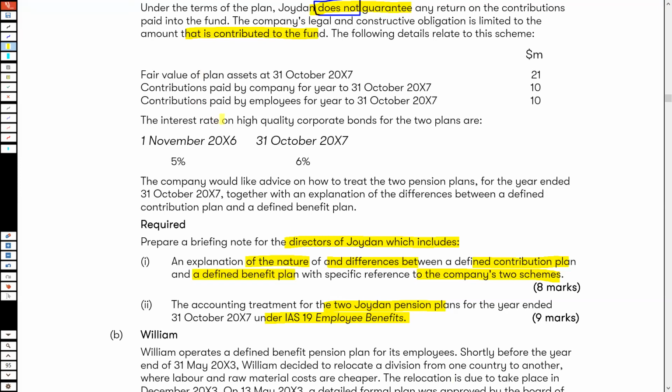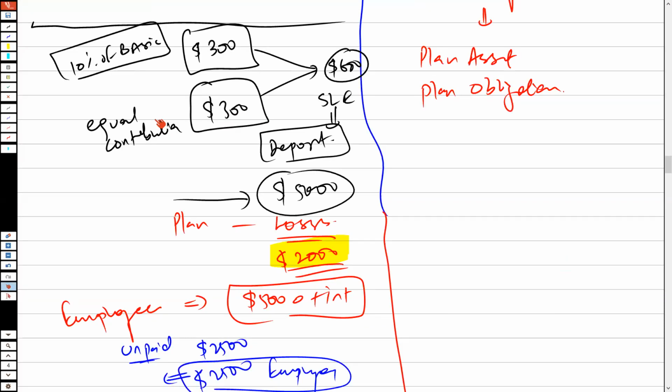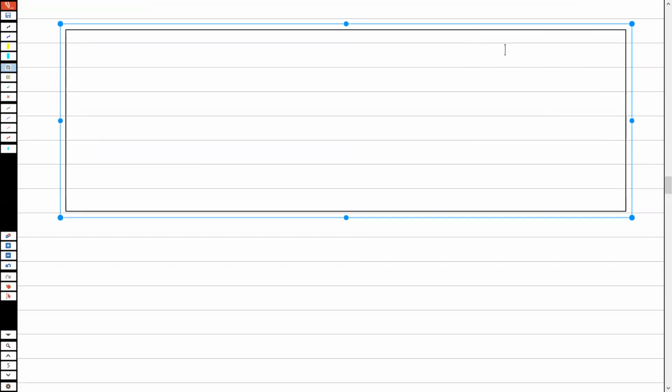Now, how exactly are we going to do the answer? Let's see. The first one of them is the defined benefit plan, and the second one of them is the defined contribution plan.